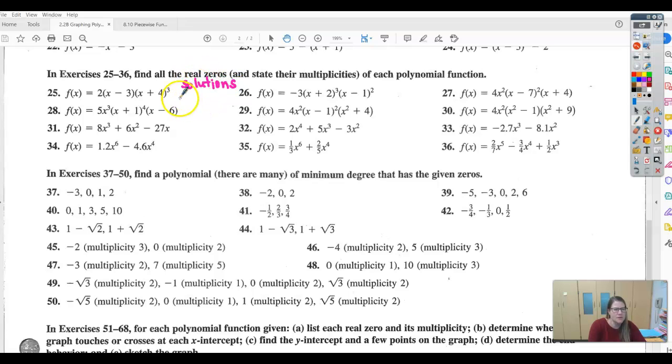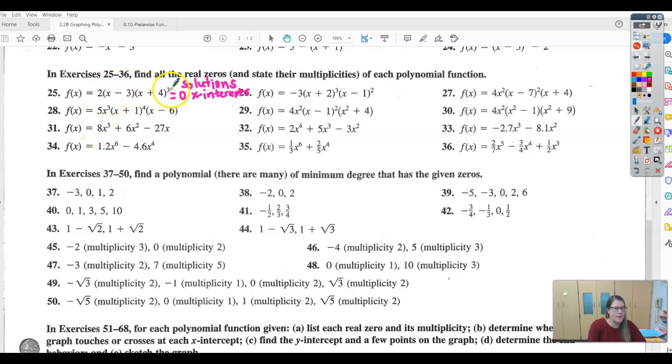We call them zeros because if I were to set this equal to 0, I'm looking for the values of x that make it equal 0. So that's why we call them real zeros. So again, they're solutions. We also sometimes call them x-intercepts. So if we're looking at the graph of these functions, these solutions or zeros that we find will be the places where the function crosses the x-axis.